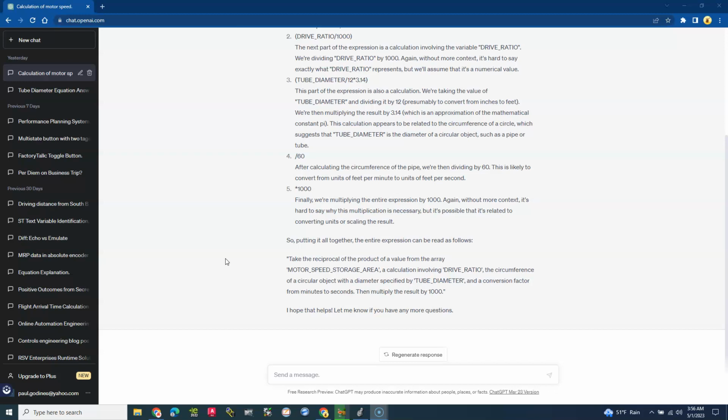Finally, we're multiplying the entire expression by 1,000. Without more context, it's hard to say why this multiplication is necessary, but it's possible it's related to converting units or scaling the result. So putting it all together: motor speed, a calculation involving the drive ratio, the circumference of a circular object with a diameter specified by the tube diameter, and a conversion factor from minutes to seconds, then multiplying the result by 1,000.